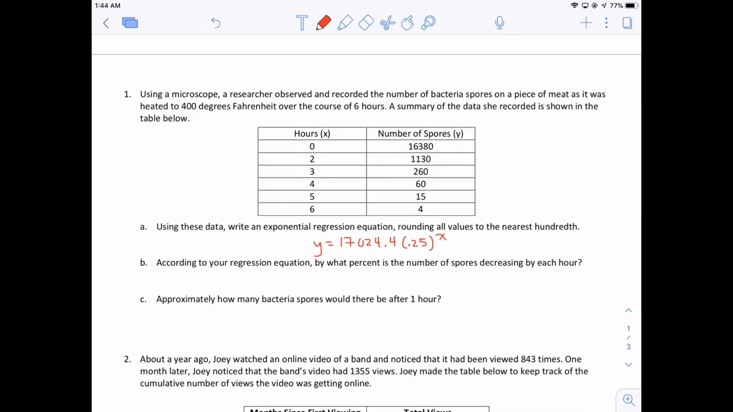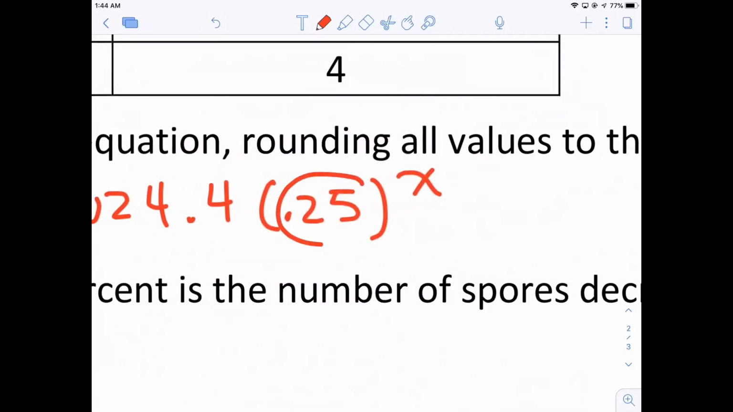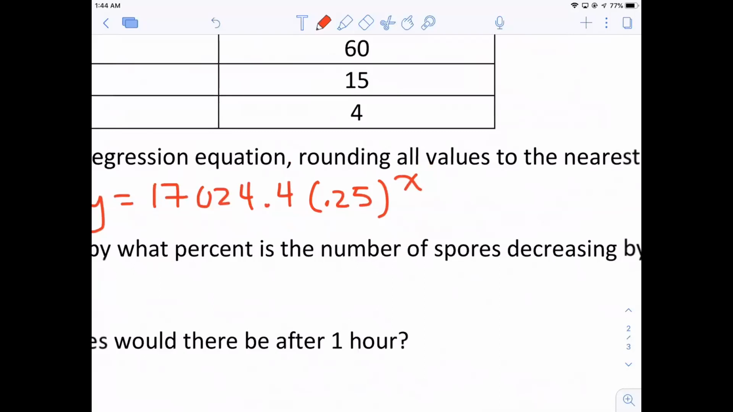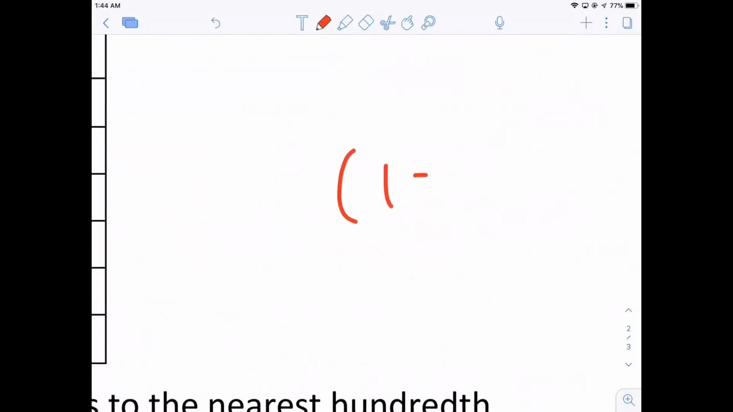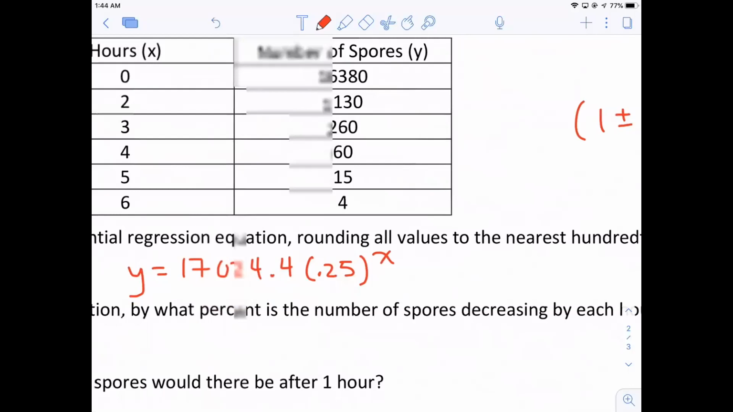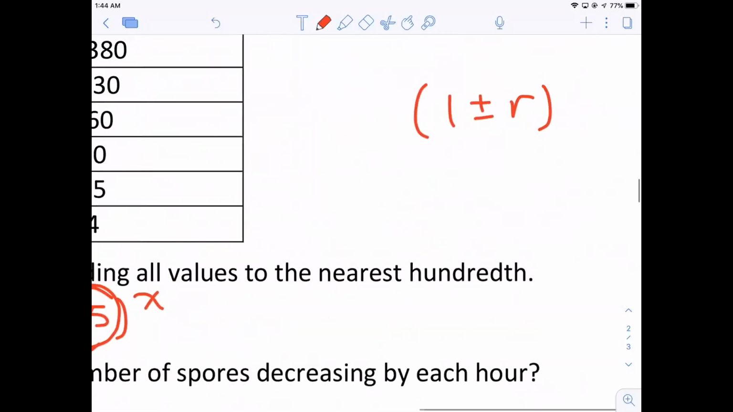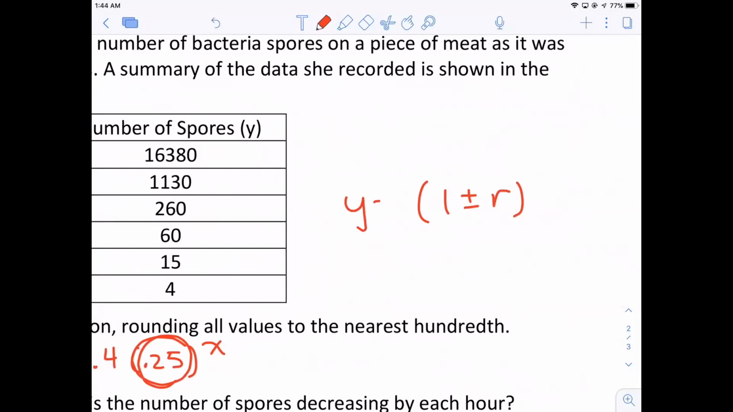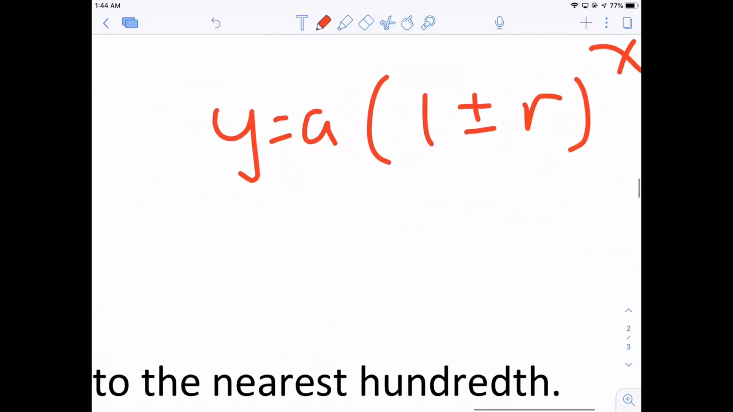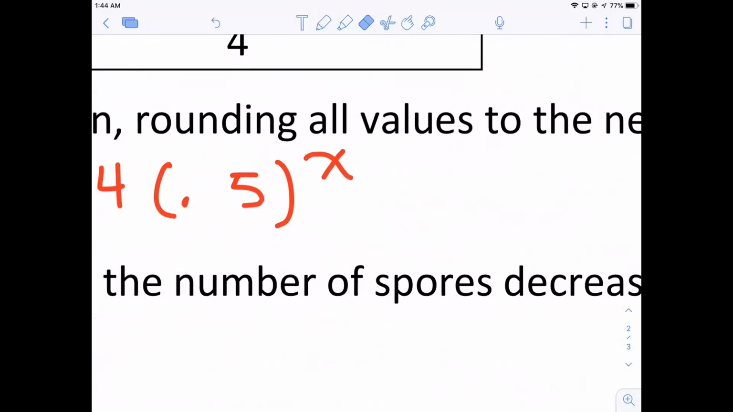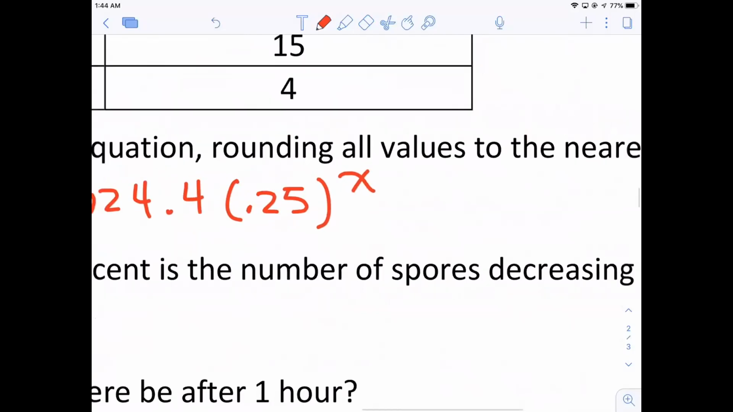All right, guys. I know most of you are going to say 25%, because that number there is 0.25. But if you remember from our exponential functions, again, it's 1 plus or minus r, this number here, if we want to find the rate. So y equals a times that to the x, right? That r is the percent growth or decay. So in this case, I know it's decay because it's less than 1, right? But we need to think, how much less than 1 is it?